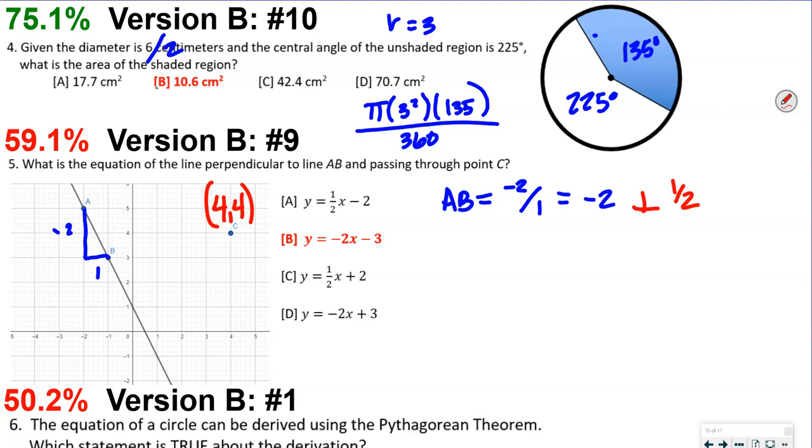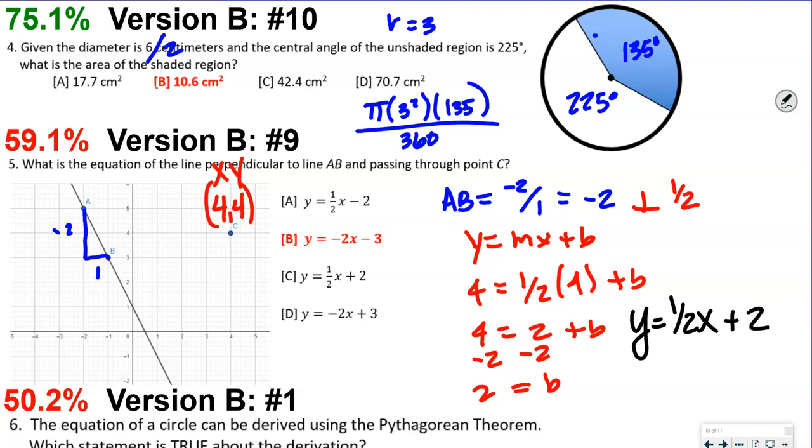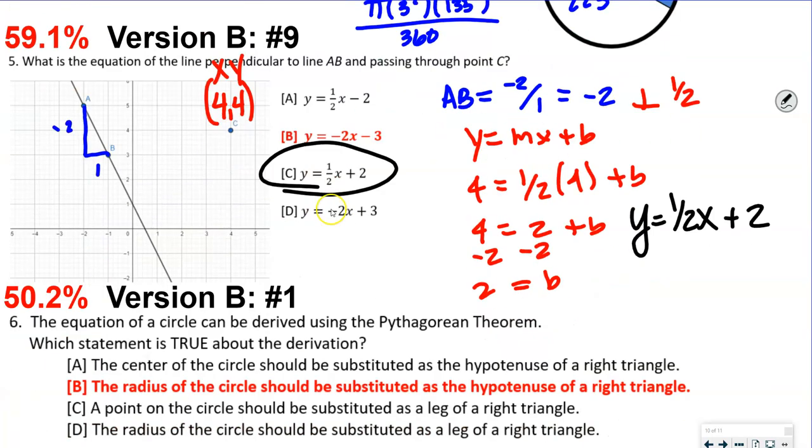Okay, so let's go ahead and put 4 and 4 in. So this would be our x and this would be our y. So we're going to put it in y equals mx plus b. So that means it's going to be 4 is equal to 1/2 times 4 plus b. So half of 4 is 2, right? So we're going to subtract 2 from both sides here. So b is equal to 2. So our equation, remember, we're going to plug back in: y is equal to our 1/2 x plus 2. So the answer should have been C, okay? And I'm going to double check that one in a minute.